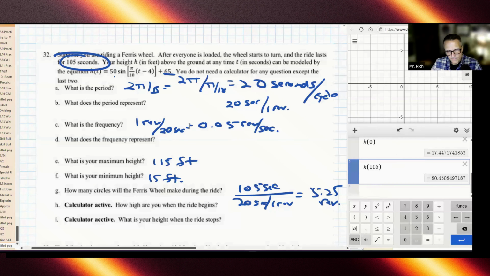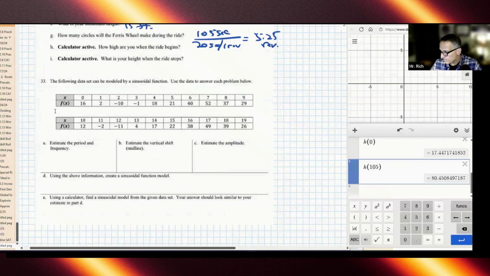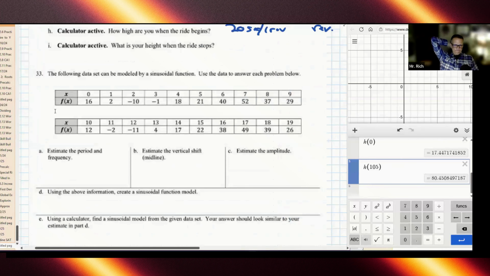I'm going to show you this one because I think you're going to see one of these. So they give you a table. It says the following data could be modeled by a sinusoidal function. Use the data to answer each problem below.